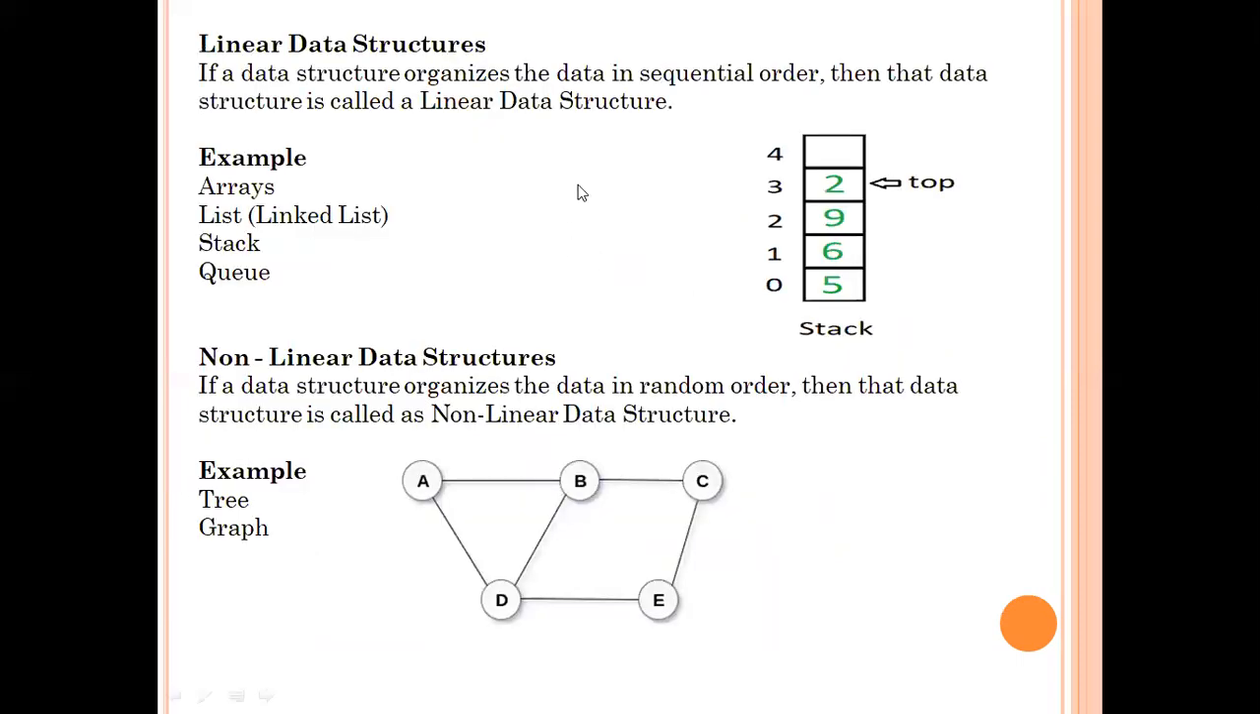Next point is what is linear and non-linear data structure. Linear data structure means if a data structure organizes the data in a sequential order, then that data structure is called a linear data structure. For example, array, linked list, stack and queue are linear data structures. Means those that are stored in sequential order are called linear data structures. Then second is the non-linear data structure. If a data structure organizes the data in a random order, then that data structure is called a non-linear data structure. Tree and graph are non-linear data structures.